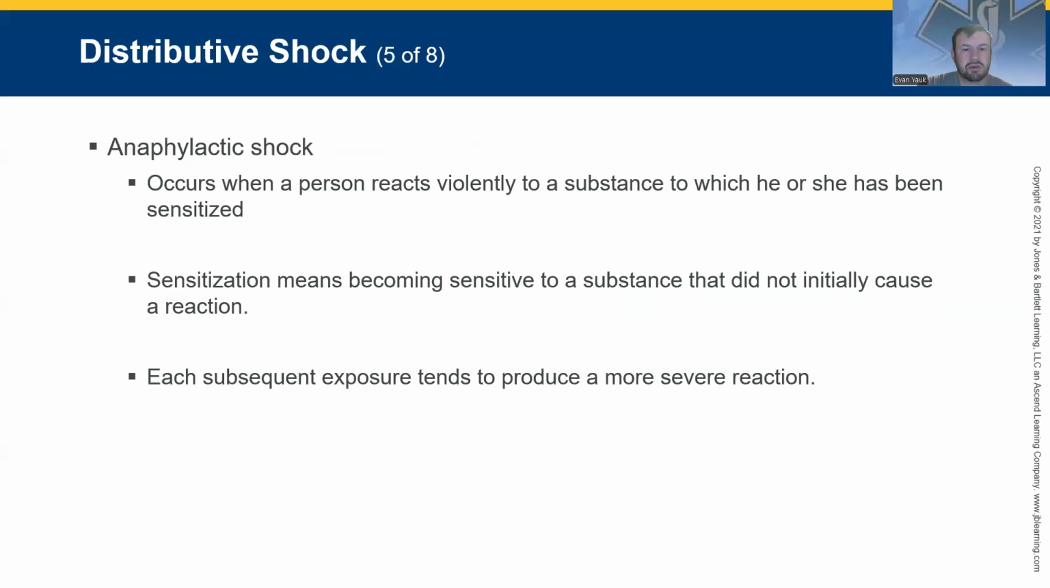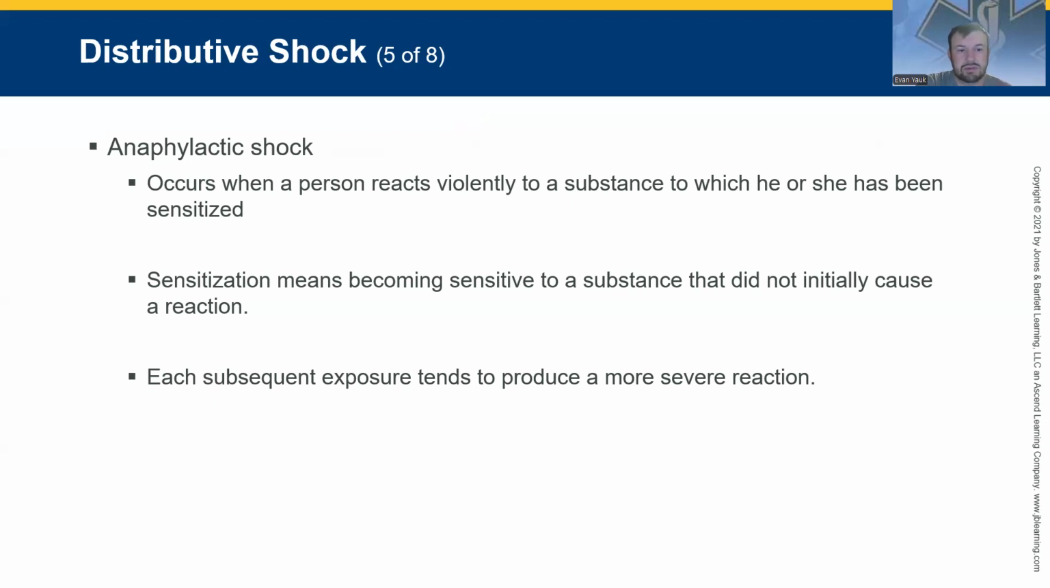Okay, anaphylactic shock occurs when a person reacts violently to a substance to which he or she can be sensitized. Sensitization means becoming sensitive to a substance that did not initially cause a reaction. Each subsequent exposure tends to produce a more severe reaction. So you could have been stung by a bee as a kid and as a teenager, and nothing happened. You turned red and it itched for a couple minutes, and you were fine. And now as an adult, you got stung by a bee and it swelled up and you got hives and now you're having trouble breathing. You're in anaphylactic shock.